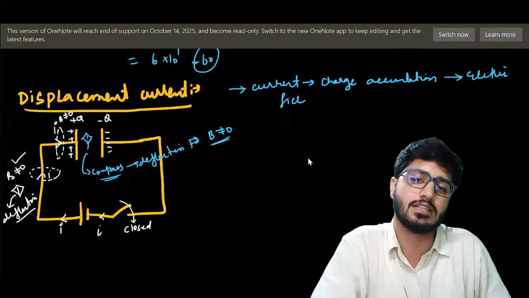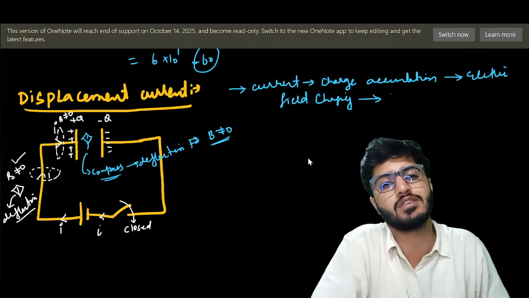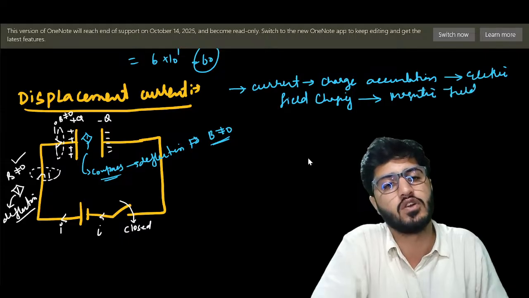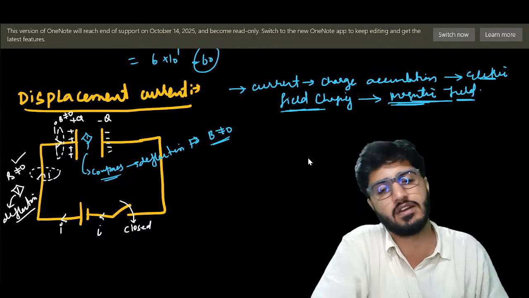And this electric field is changing, and this electric field gives rise to the magnetic field. This magnetic field, we know from EMI, a changing magnetic field gives rise to an electric field, but here we conclude that a changing electric field gives rise to the magnetic field.